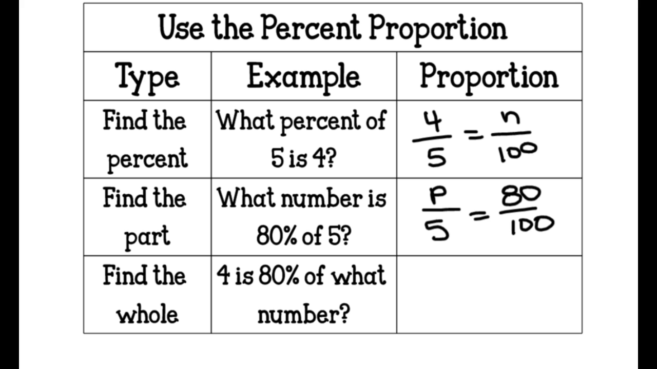Okay, find the whole. 4 is 80% of what number? So it's saying it's 80% of a whole number. So 4 is the part. We don't know what the whole number is, but we know that 4 is 80% of whatever that whole number is. So those are the different ways that you might set the proportion up based on the information you're given.